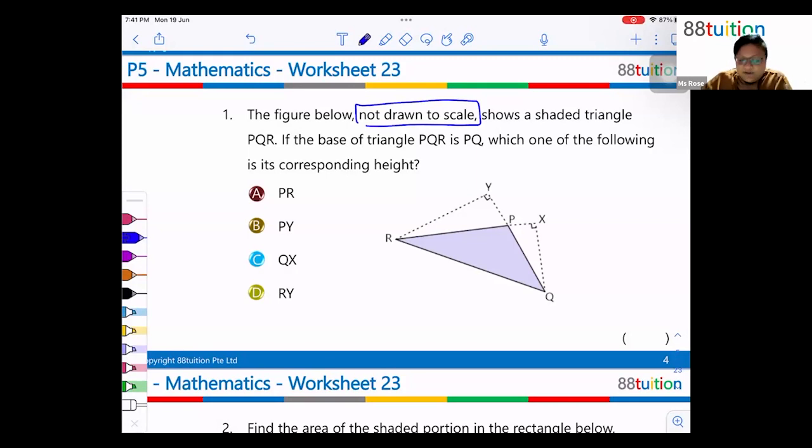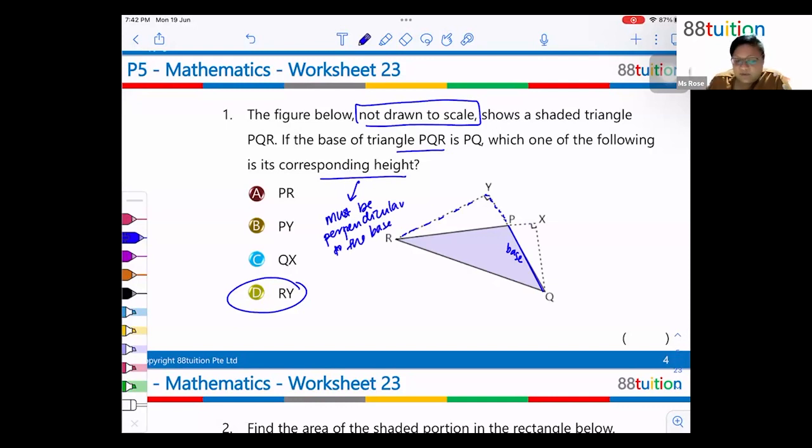Okay, Jinlong. All right, so in this case, if the base of triangle PQR is PQ, so this is the base. If this is the base, where is the height? You have to draw, extend, and the height will be RY. Always remember, the height must be perpendicular. So the corresponding height must be perpendicular to the base.